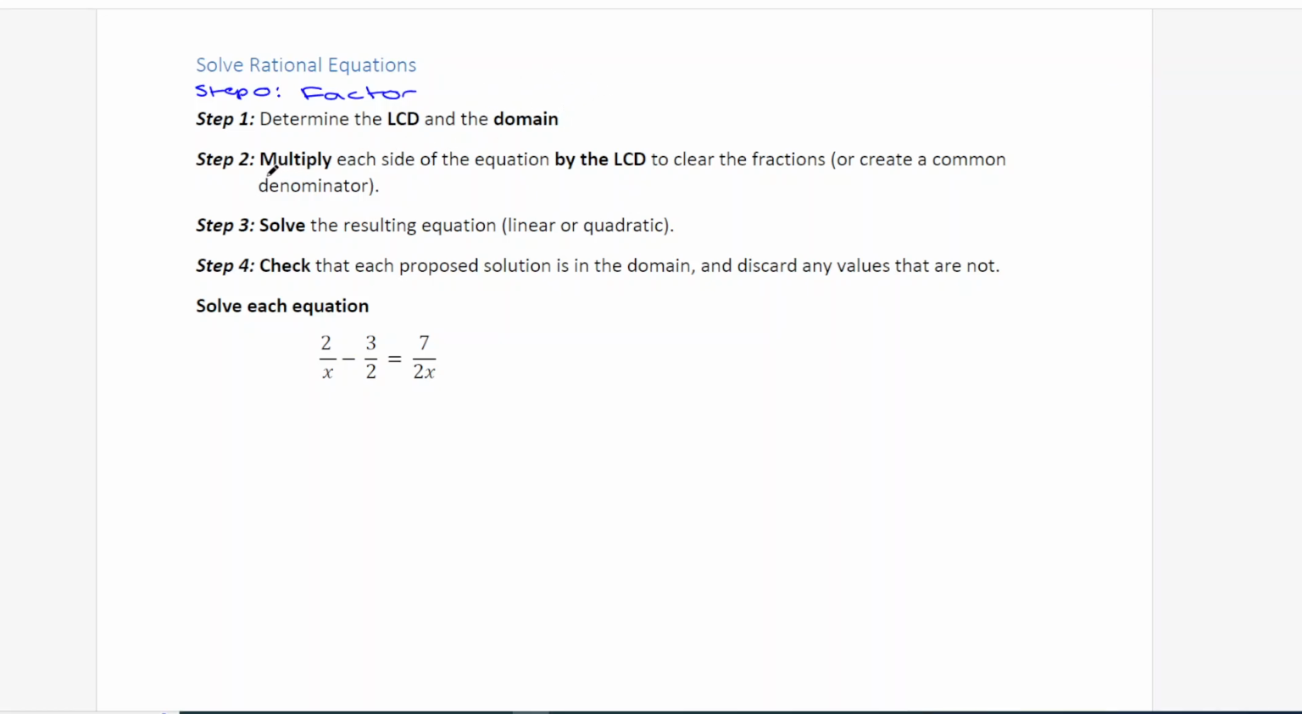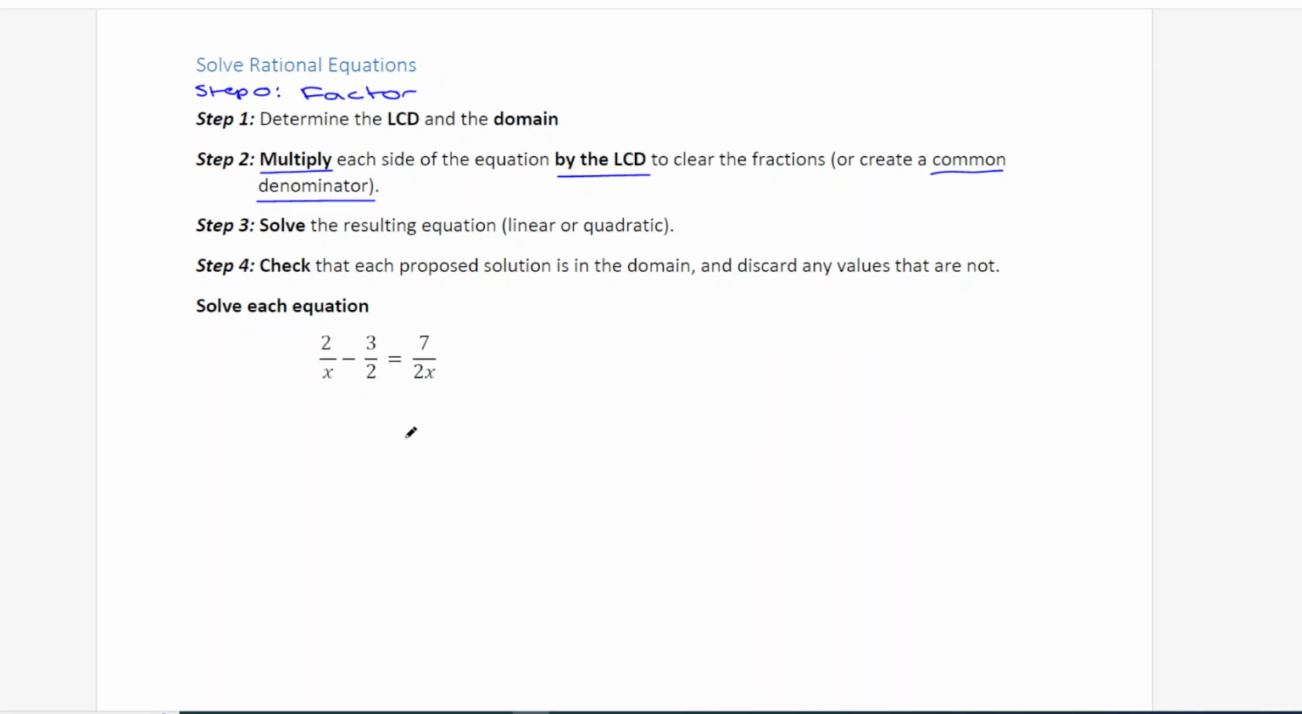Then we're going to multiply each side of the equation by the lowest common denominator, just like we did in chapter 1. If you're someone who liked creating a common denominator instead of multiplying by the lowest common denominator, that's great. It'll give you the same result. Then you'll solve the resulting equation. It will either be linear, in which case you'll solve algebraically, or it'll be quadratic, which you'll solve by factoring. And then you're going to check that each proposed solution is in the domain and discard any values that are not.